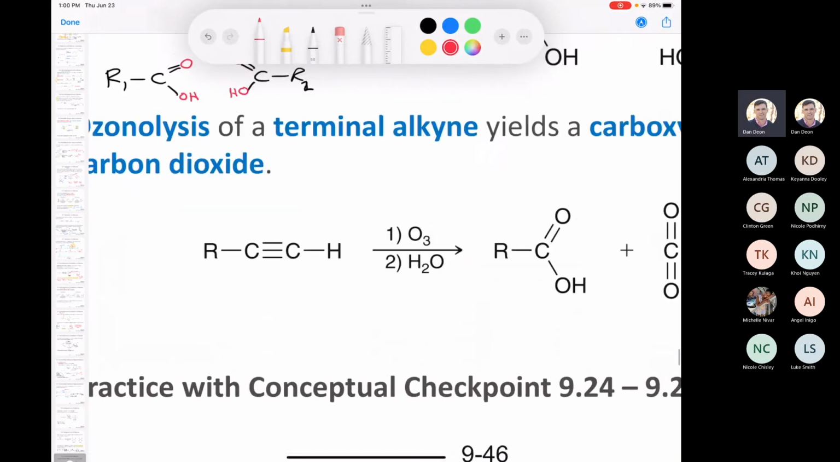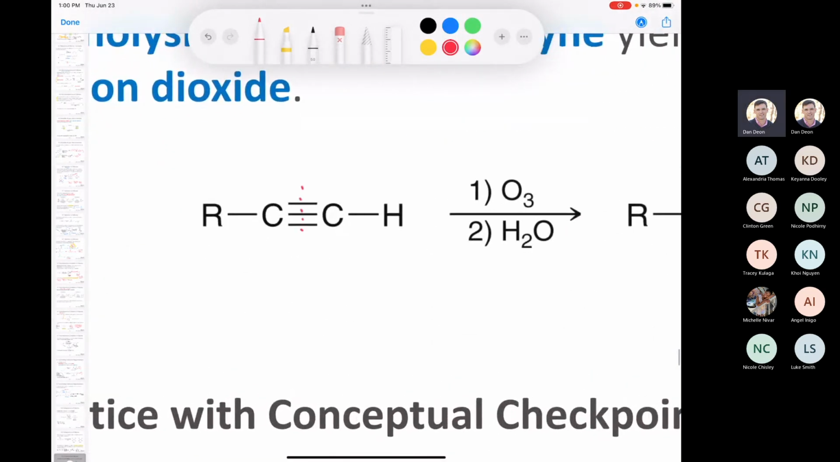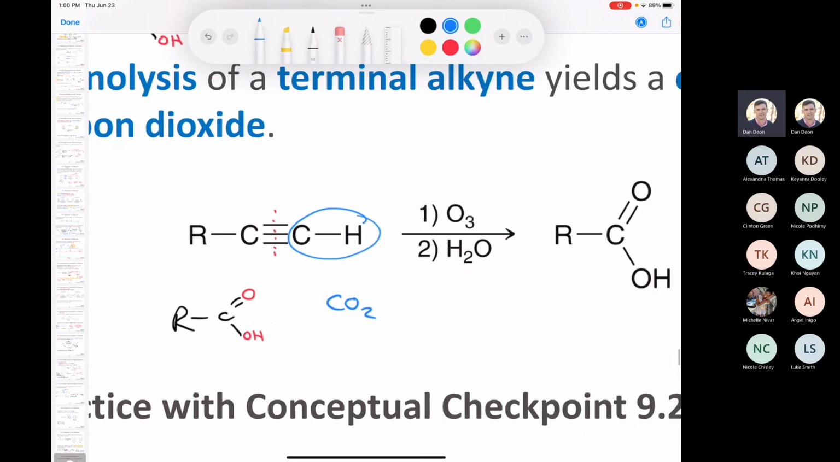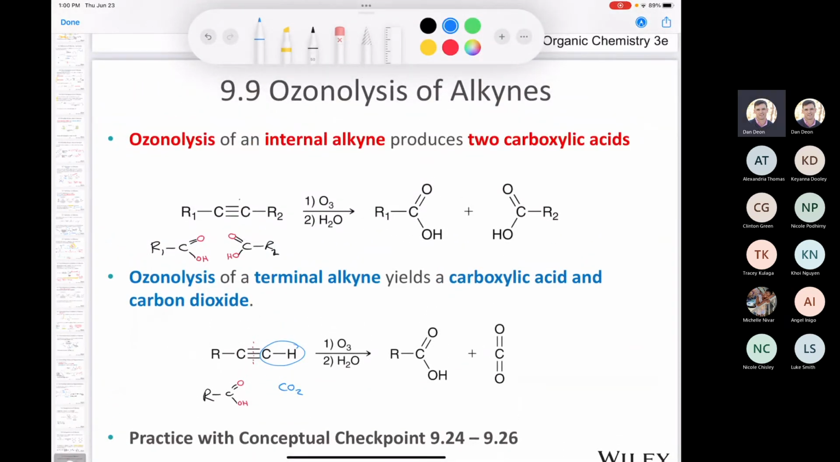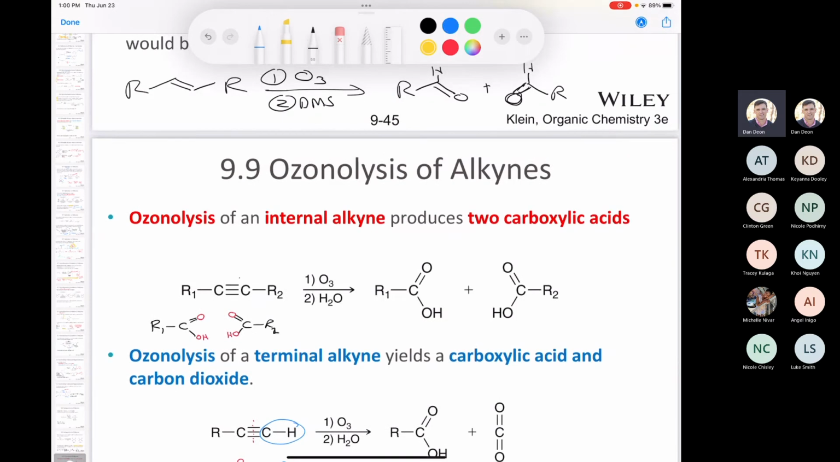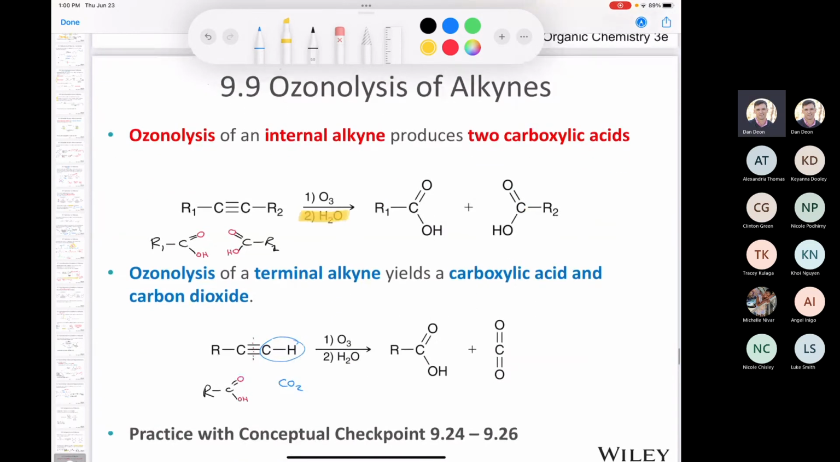But if you have a terminal alkyne, you break this. So from the R group, you end up with a carboxylic acid. You put an oxygen here and then an OH here. But this portion here doesn't give you a carboxylic acid at all. It gives you CO2, and you should know the Lewis structure for CO2, which is shown here. Another fine point is that the second step in ozonolysis of an alkene is DMS, but with an alkyne, the second step is water.